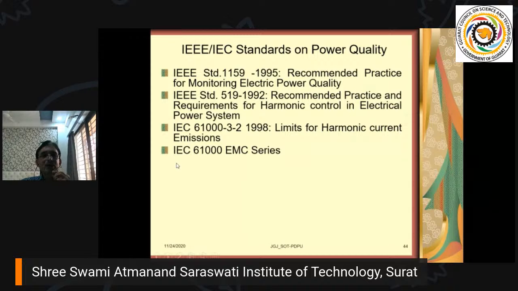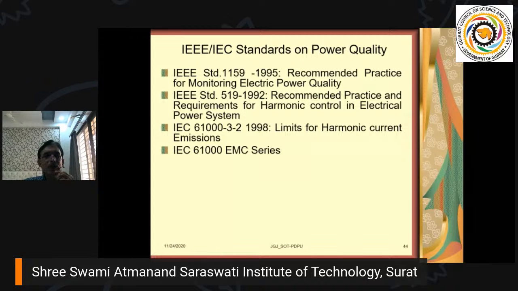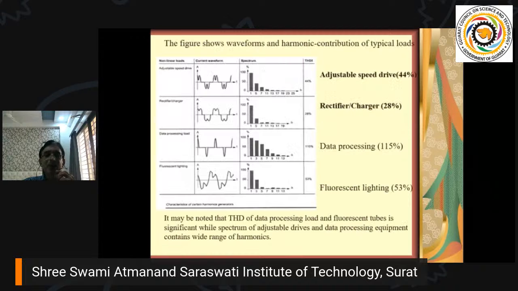And what is the full form of IEC? International Electrotechnical Commission. So IEC is nothing but an international standard, right? IEC 61000 is the EMC series, then IEC 61000-3-2 sets limits for harmonic current emission. So you have to remember these IEEE or IEC standards on power quality.